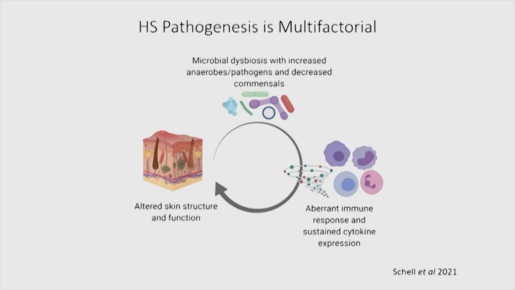And we really do think that the pathogenesis of HS is a multifactorial event that causes these changes in the tissue. So we know genetics and mechanical stress play a role in HS. We also think that there's a contribution from the microbiome being dysbiotic, as well as these aberrant immune responses, and this can contribute to potentially changes in the skin structure and function.